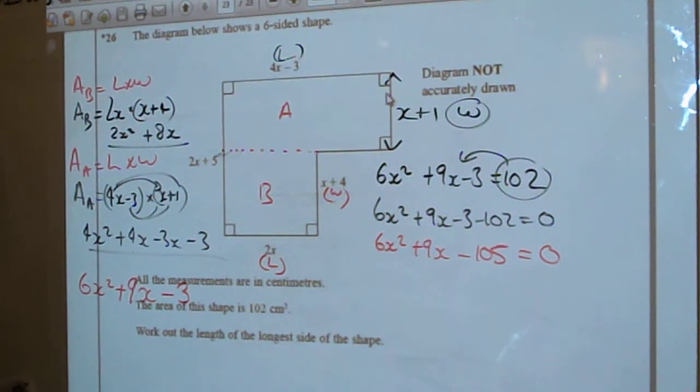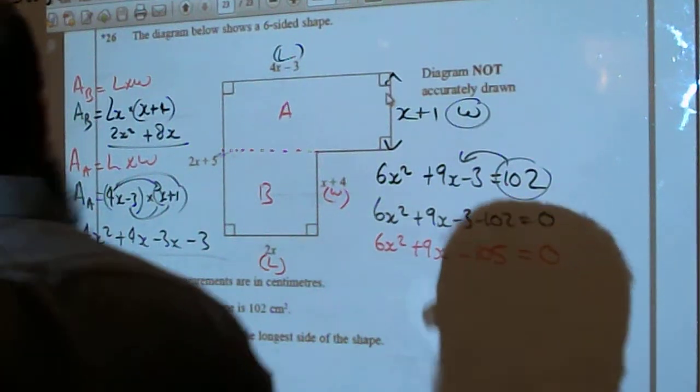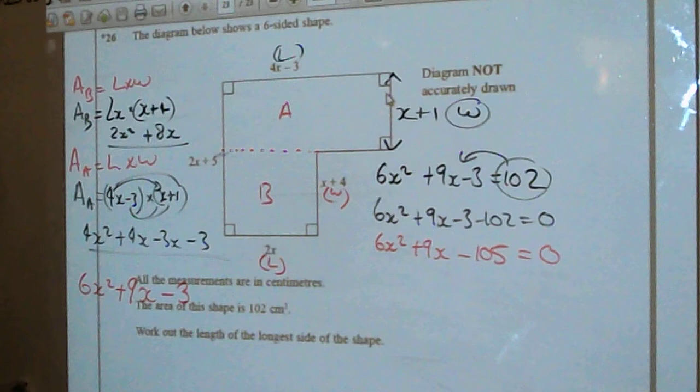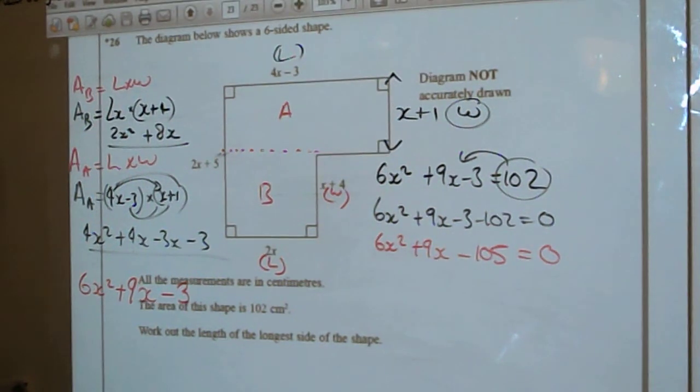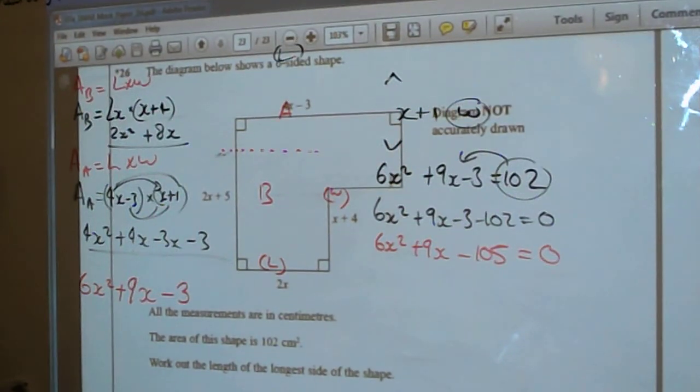Okay. So all the measurements are centimeters, work out the length of the longest side of the shape. Okay. Right. Give me one moment while I just have a quick look at the origin of this paper. More paper. Just give me a moment, please, folks. Okay, right.